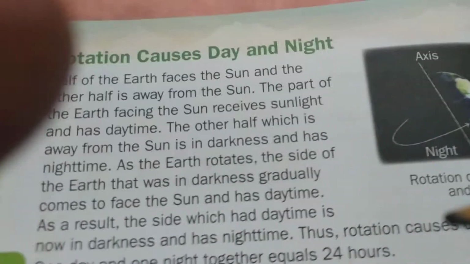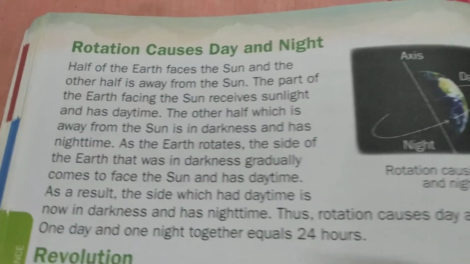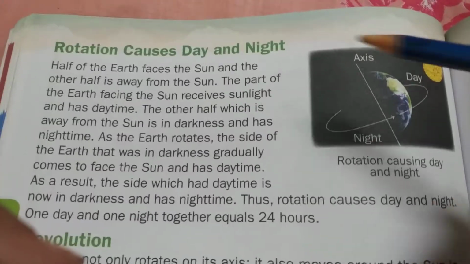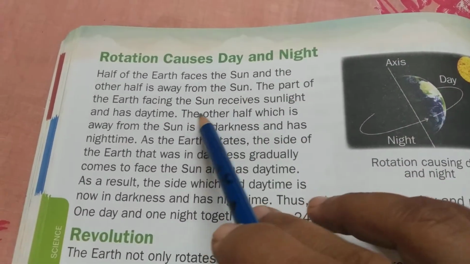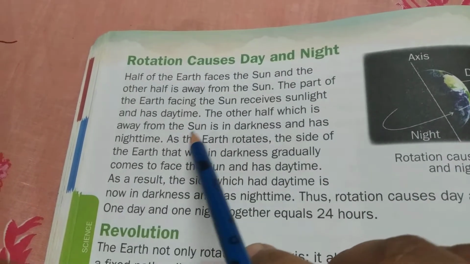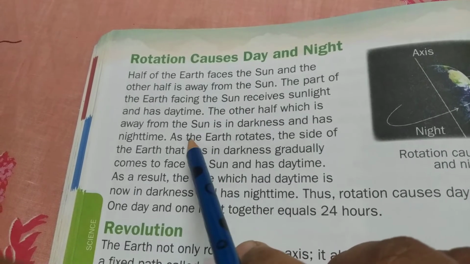Rotation causes day and night. See the picture. Half of the earth faces the sun and the other half is away from the sun. The part of the earth facing the sun receives sunlight and has daytime. The other half, which is away from the sun, is in darkness and has nighttime.